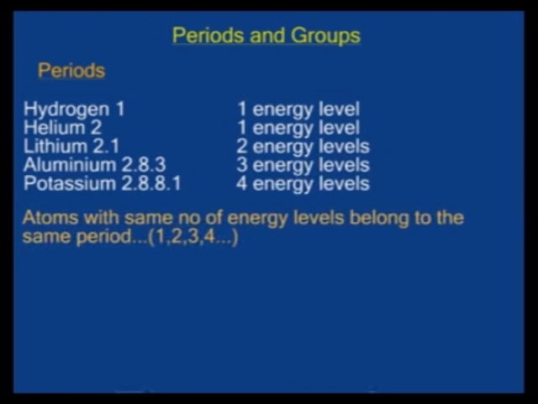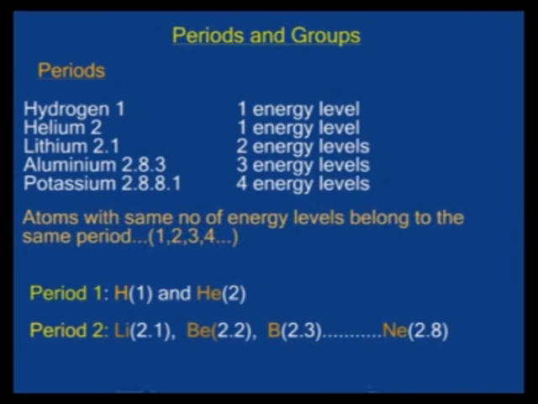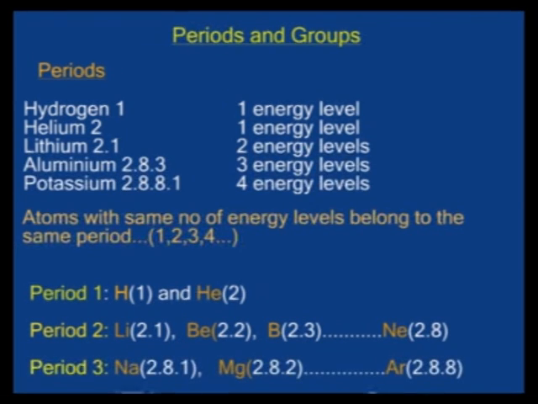Atoms with the same number of energy levels are said to belong to the same period. Periods are named using Arabic numerals 1, 2, 3, and so forth. For example, period 1 has hydrogen and helium. Period 2 has lithium, beryllium, boron, all the way up to neon. Period 3 has sodium, magnesium, up to neon.